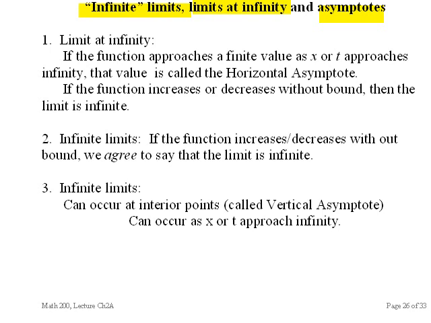The first thing we'll look at is limits at infinity. If the function approaches a finite value as x or t approach infinity, that value is called the horizontal asymptote. So now we have a limit at infinity and horizontal asymptote both combined. What we're looking at is the behavior of the function as x or t approach plus or minus infinity. When we can establish that, we call that the horizontal asymptote. Sometimes, as x or t approaches infinity, the function just increases without bound. Then the limit is infinite.